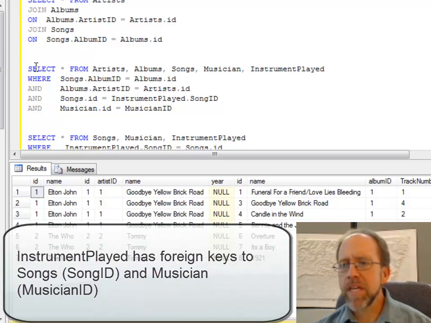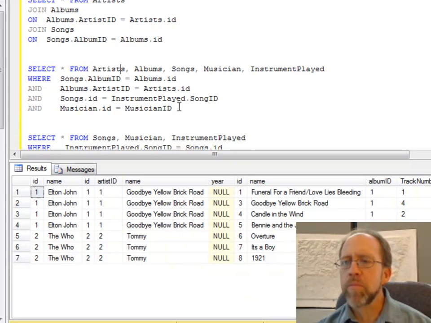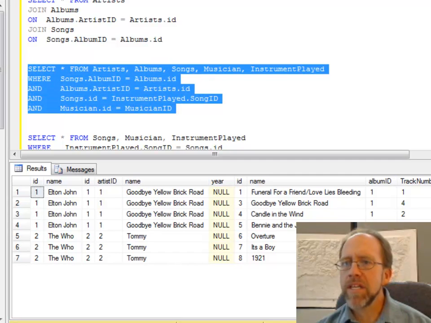Now, what I've done here is I've set up a query that has the proper join conditions on essentially everything. So let's do that. Let's see what that does.